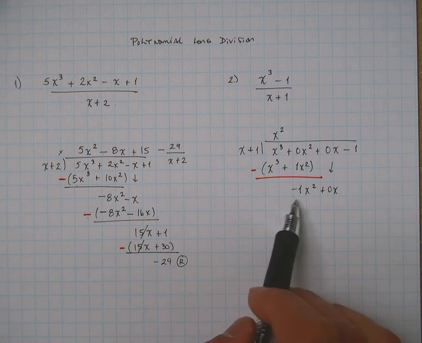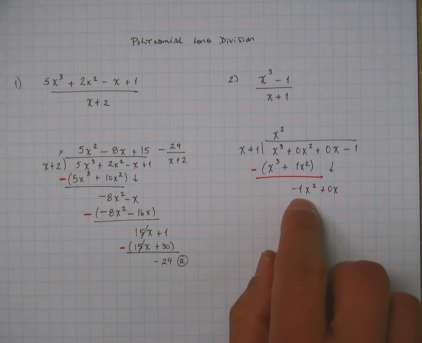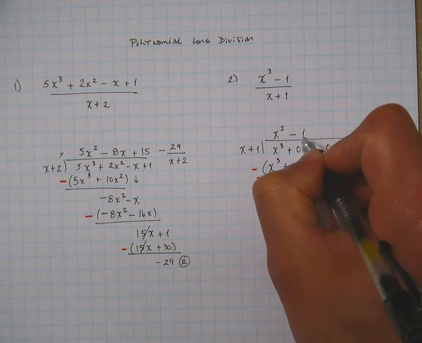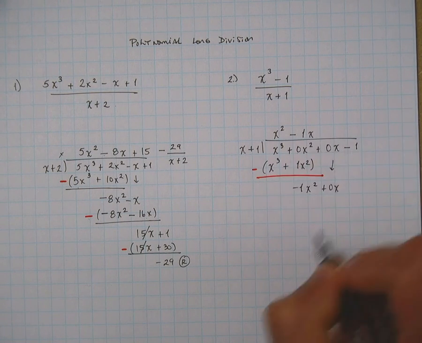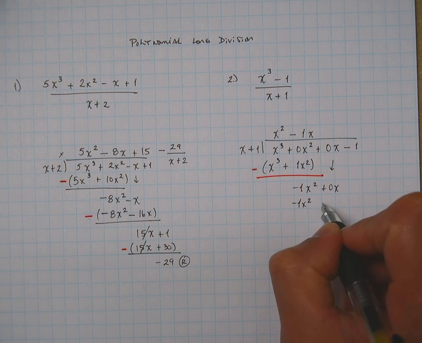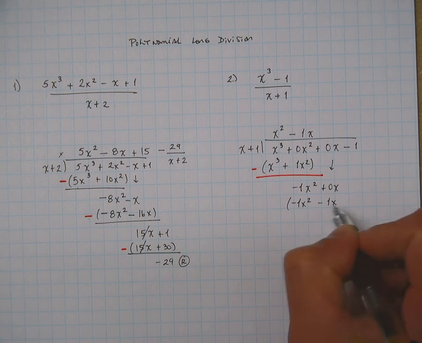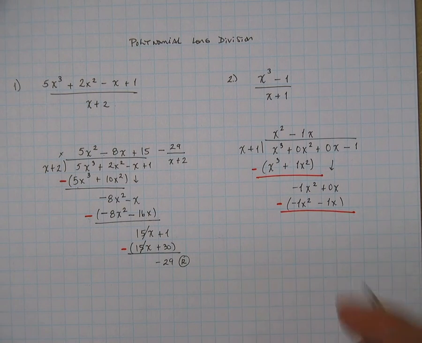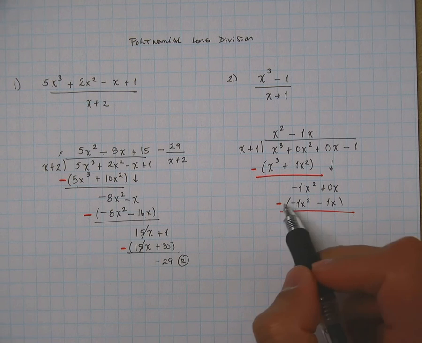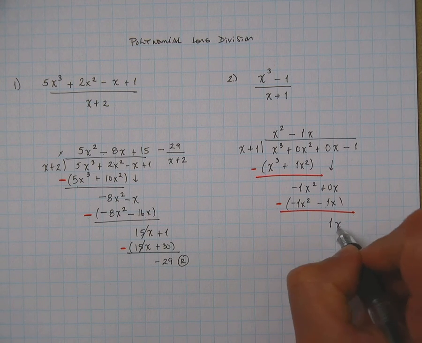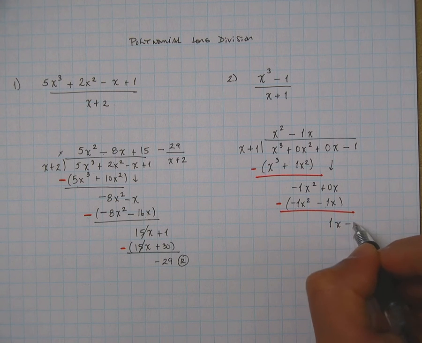So we have x times this guy, or what do we need to get this guy? We need a negative 1, negative 1x, and that becomes negative 1x squared minus 1x. Same thing, we're going to subtract. Well, this guy simplifies out. 0 plus 1, negative and negative is a positive, so that's 1x. And lastly, bring down that negative 1.